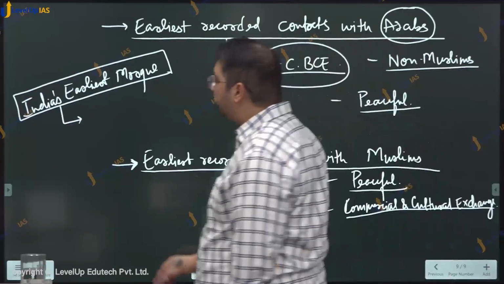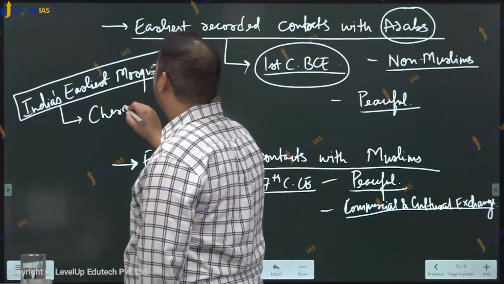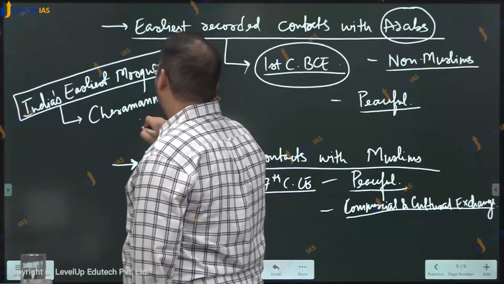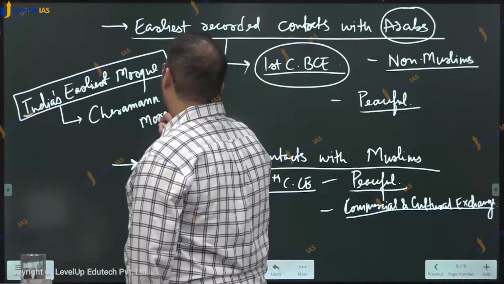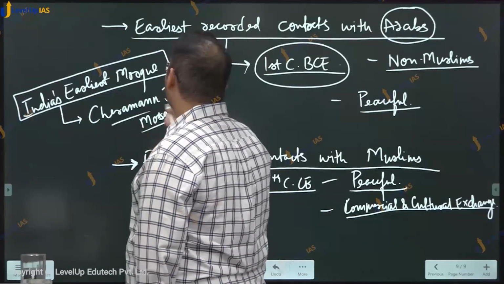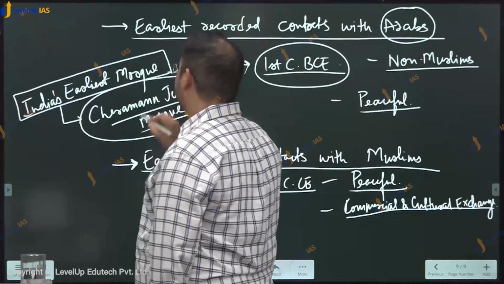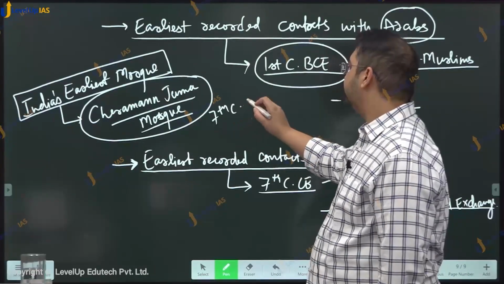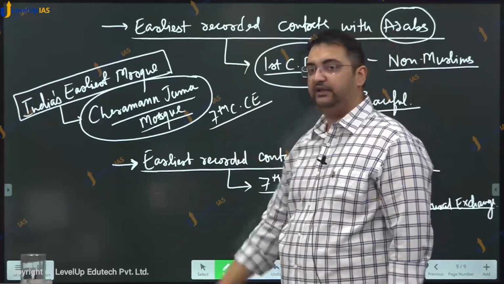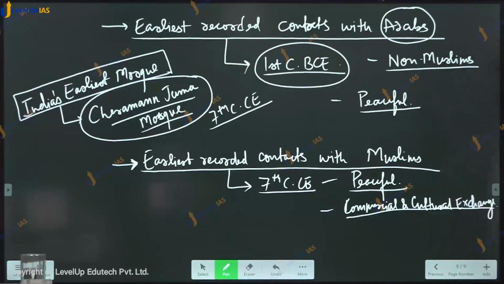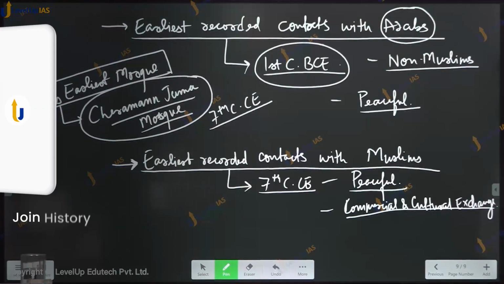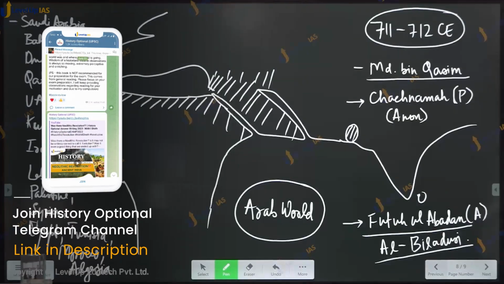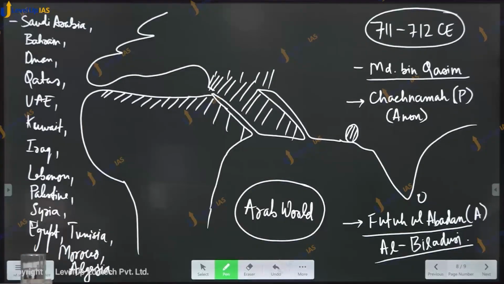The result was the establishment of the Cheraman Juma Mosque, established within the lifetime of the Prophet itself, that is the 7th century CE. ठीक है? But it was shortly after this that India's first violent confrontation with the Islamic world also took place.